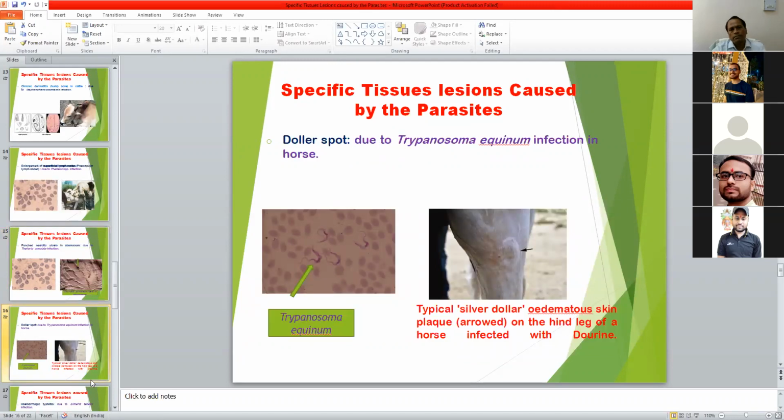Then the dollar spot lesion occurs during Trypanosoma evansi infection. This is the dollar spot because inside the skin, coin-like structures are found. So this is known as dollar spots during Trypanosoma evansi infection, with edematous skin plaques. That is silver dollar, so known as dollar spot. But Trypanosoma evansi is eradicated from India.